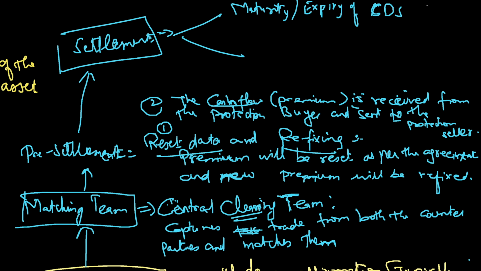So at the time of expiry, it will be mentioned in the system that no more amount is pending to be paid from the protection buyer's side, right? So the agreement gets matured, and the agreement stops there, right? That is maturity. That will be mentioned by the settlement team at the settlement step.